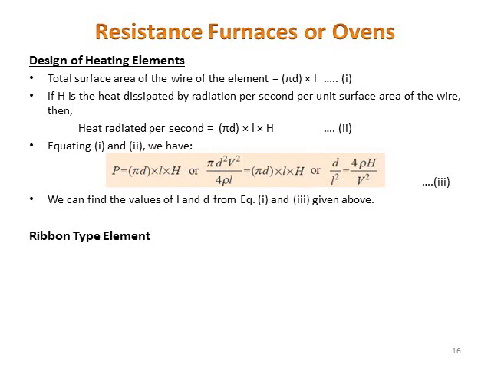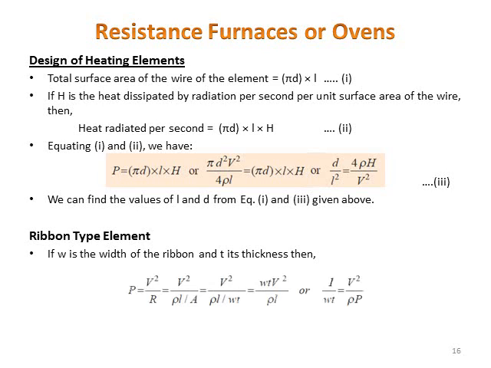The next type of heating element is the ribbon type element. If W is the width of the ribbon and T is the thickness, then P is equal to V square by R, so V square divided by rho L by A. So V square divided by rho L divided by W into T, where W is the width and T is the thickness. So this will be equal to WT V square divided by 4 rho L, or 1 by WT is equal to V square divided by 4 rho L.